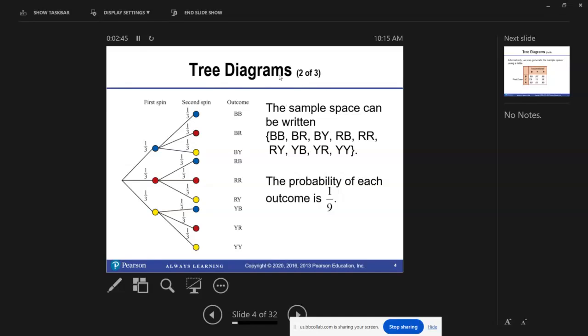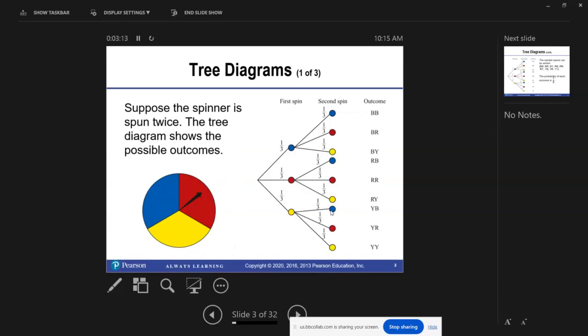Okay. So what this tells us is all of these outcomes tell us our sample space. So our sample space is blue blue, blue red, blue yellow, red blue, red red, red yellow, yellow blue, yellow red, yellow yellow. So the probability of each outcome, since there are 9 in the sample space, would be 1/9. So that's how you would use a tree diagram for this problem to see what the probability of each outcome would be.